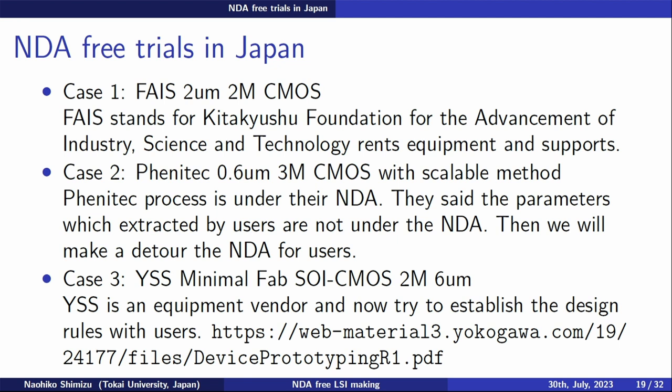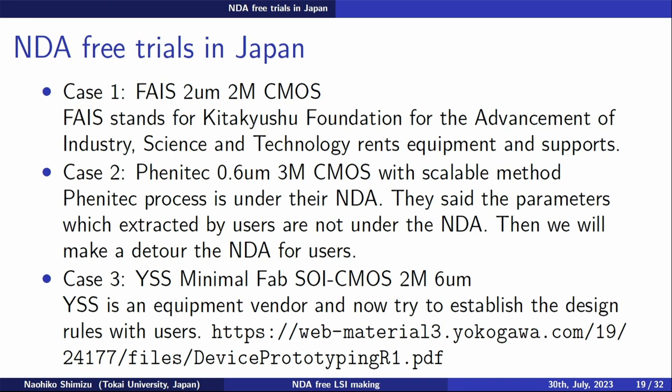this first is the Kitakyushu Foundation Research Center, but this facility is not active anymore because the support by the Japan government nanochip project was terminated last year. So it is very, very unfortunate.